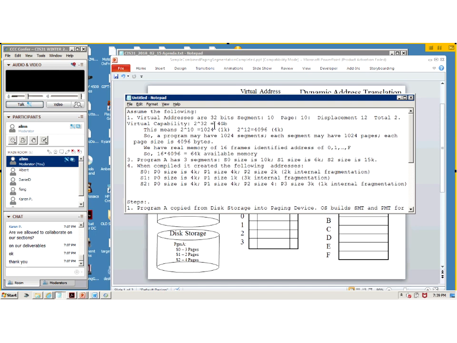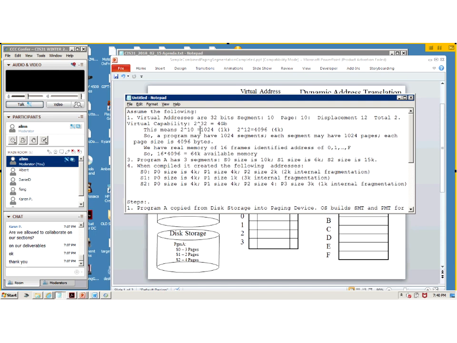So when we break up a particular virtual address, you'll know the number of bits in each of the items. The segment is 10 bits, so 2 to the 10 would be 1024. So a program can have 1,024 segments in it. Each segment could have 1,024 pages, and each page could have 4K bytes. And the virtual capacity in this system is 4 gigabytes, 2 to the 32.